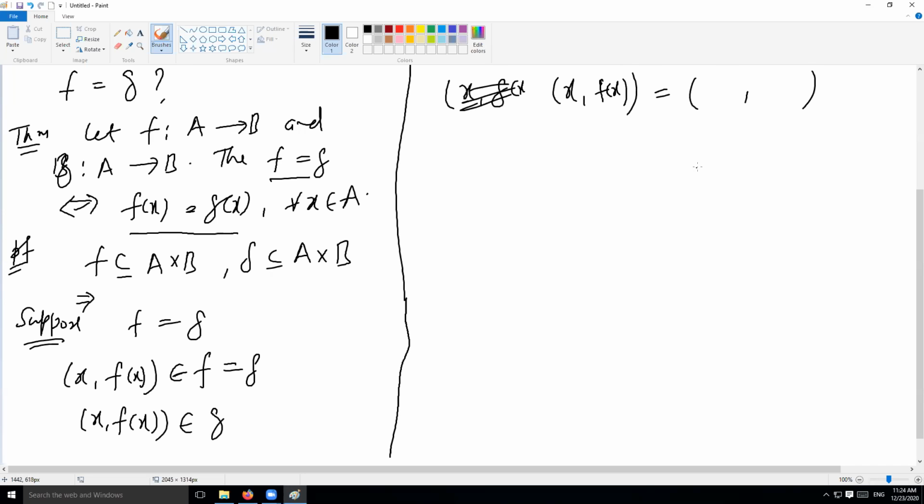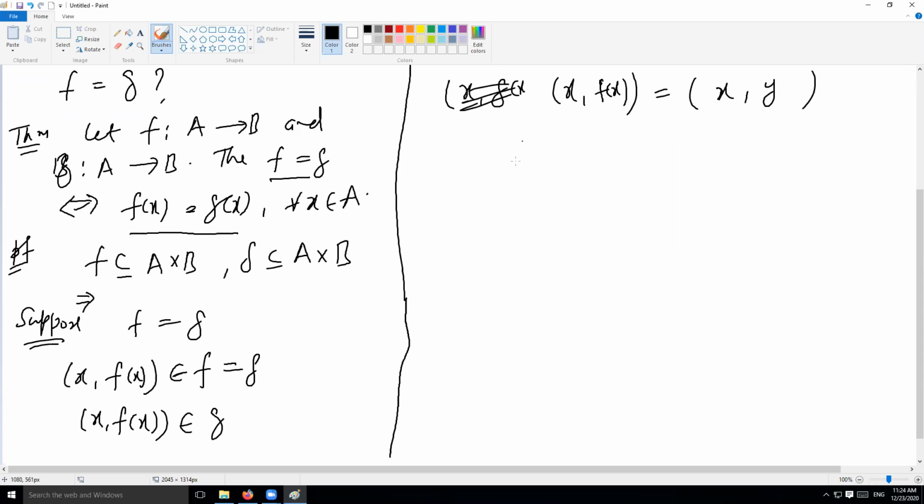G of x, sir. Nahi. Pehla component kya hona chahiye? So it should be x, because these ordered pairs have to be equal. So the first component could be x. But the second component, I have no idea what it would be. So let's call it y.